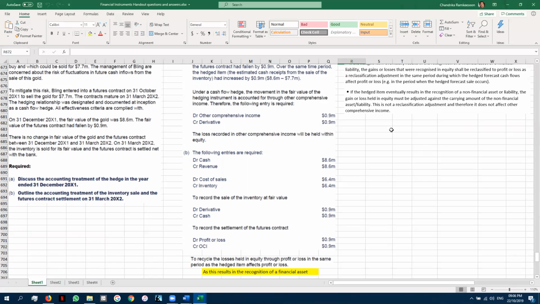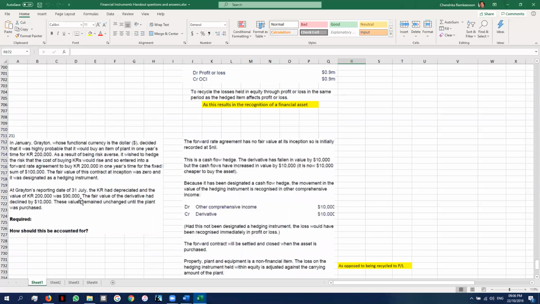Now, remember the second note said, if the hedge item eventually results in the recognition of a non-financial asset or liability, the gain or loss held in equity, as in this case say the 900,000, must be adjusted against the carrying amount of the non-financial asset or liability. This is not a reclassification adjustment, therefore does not affect other comprehensive income. And that's what we'll see in this example.